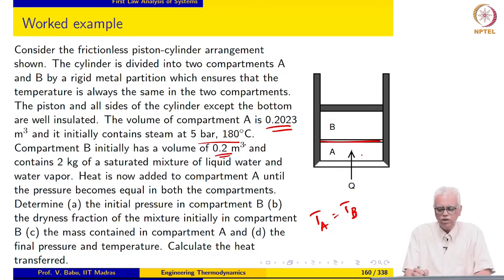Compartment B initially has a volume of 0.2 and contains 2 kg of a saturated mixture of liquid water and water vapor. So the information given is that the specific volume is known initially, and it is also a saturated mixture. We now add heat to this until the pressure becomes equal in both compartments. Bear in mind that the temperature is always equal in both compartments, but now, in the final state, the pressure has also become equal. And we are asked to calculate several quantities here, A through D, and also the amount of heat that is transferred.